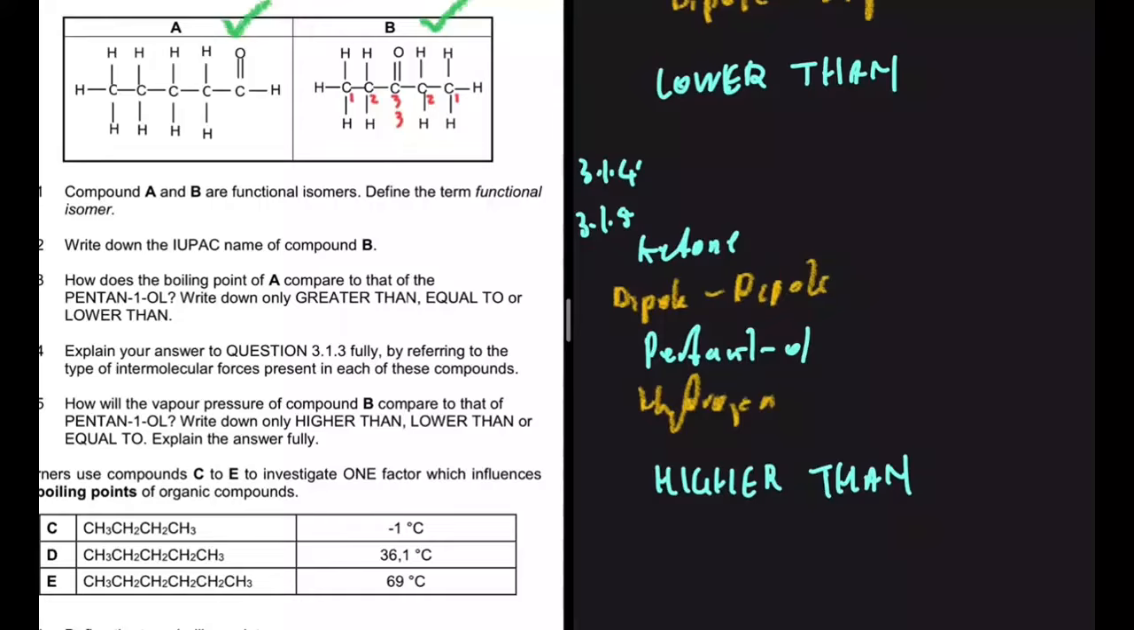So what you need to memorize, or what you need to know, is that the stronger the intermolecular forces, the higher the boiling point, the higher the melting point, but the lower the vapor pressure. You need to know that.